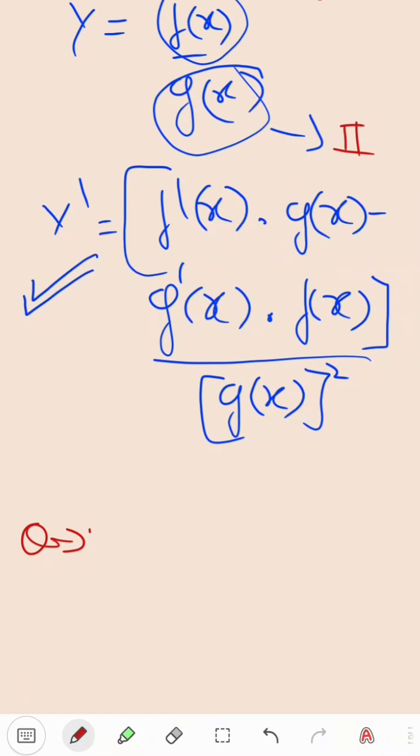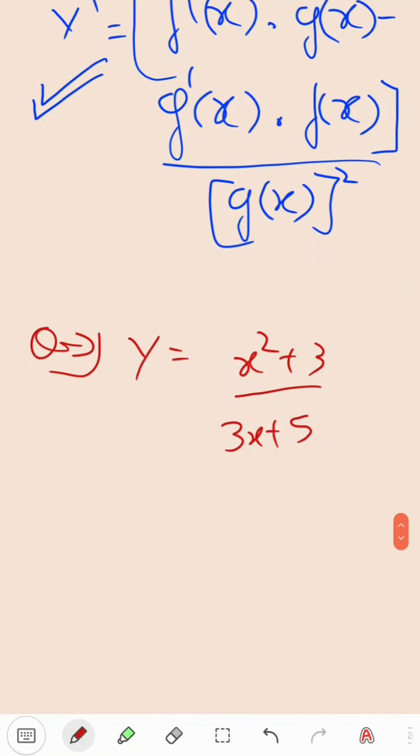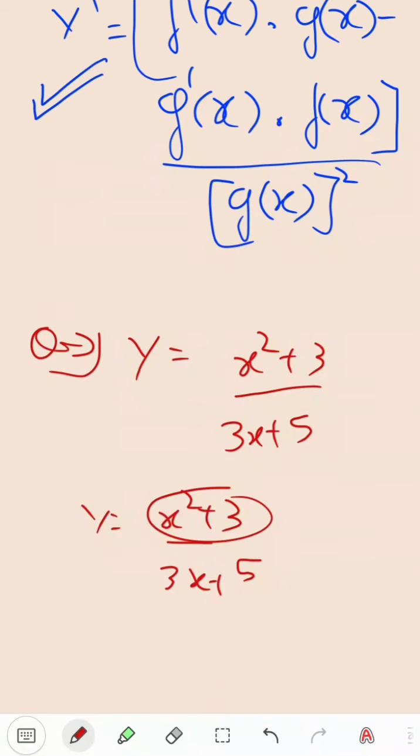Okay, let's say we are given a function y equal to (x square plus 3) upon (3x plus 5). So again, let's find dy by dx. Just pause your video and try this yourself and then see our solution. Okay, so let's solve this. So y equal to (x square plus 3) upon (3x plus 5). So this x square plus 3 is our first function and 3x plus 5 is our second function.